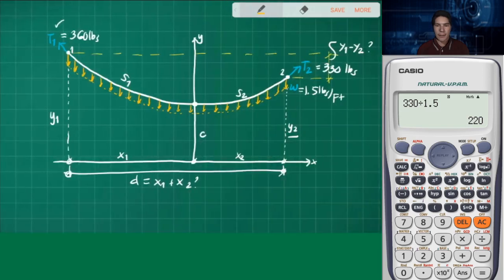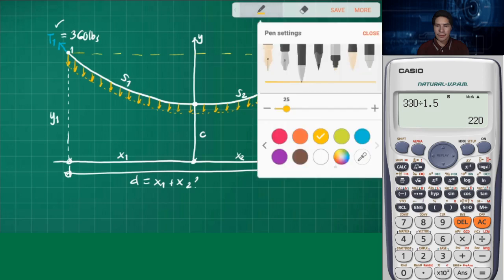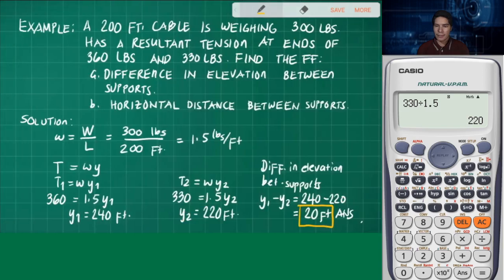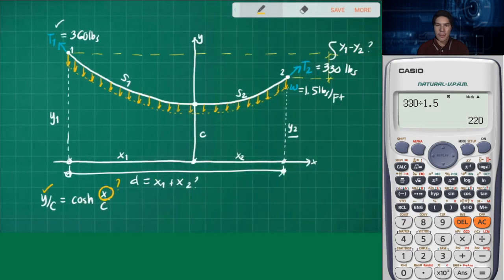Okay, next is we're going to solve for the horizontal distance, x sub 1 and x sub 2. And we have formula, which is y over c equivalent to hyperbolic cosine of the x over c. So, bali dito, meron tayong unknown x. So, the value of y are already solved. So, yung wala na lang tayo is itong value ng c. So, yung magiging issue pa rin natin. So if we get the value of c, so therefore we can solve the value of x.